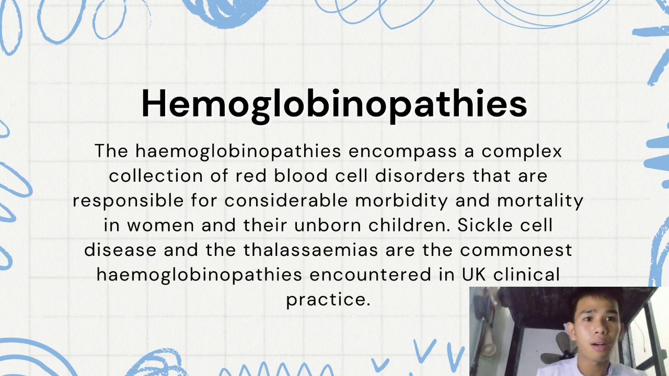So the next type of hematologic disorders in pregnancy is the hemoglobinopathies. The hemoglobinopathies encompass a complex collection of red blood cell disorders that are responsible for considerable morbidity and mortality in women and their unborn children. Sickle cell disease and the thalassemias are the commonest hemoglobinopathies encountered in UK clinical practice.